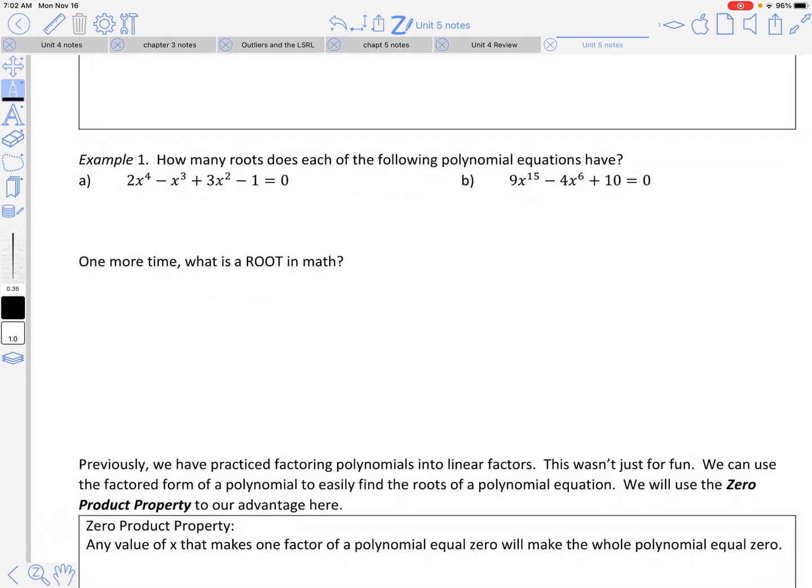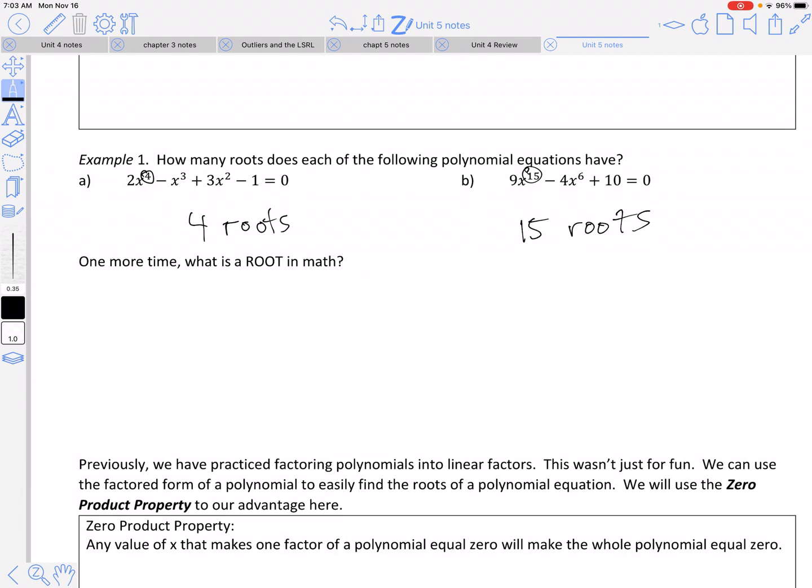Okay. All right, so how many roots does each of the following equations have? We're going to first find the degree. Remember, the degree is the largest exponent. So this will have 4 solutions, 4 roots. Okay, over here, the degree is 15, right? 15 is bigger than 6. So the degree is 15. There will be 15 roots. I don't want to solve that. Hopefully you don't want to either.